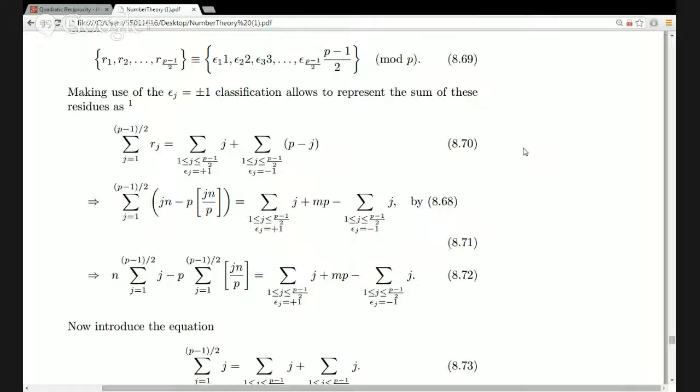In the next line, we leave the right-hand side alone. The right-hand side stays the same, and we just separate out this sum a little bit. This factor n doesn't depend on j, so that can come outside the summation. Similarly, this p doesn't depend on j, so this can come outside the summation as well. So we're left with n times the sum of all the j's minus p times the sum of all the integer parts of jn over p.